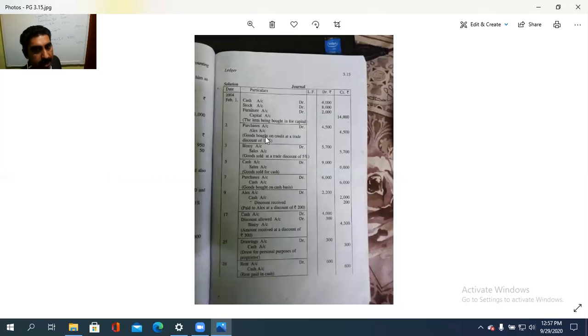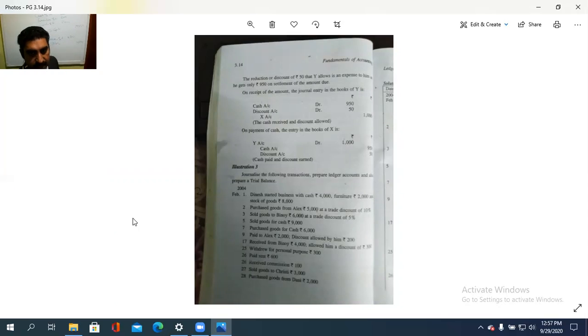See, goods bought on credit at a trade discount of 10%. Then, next step. Sold goods to Binoy 6,000 at a trade discount of 5%. So, sold goods to Binoy. Binoy debtor to sales. How much? 6,000 at a trade discount of 5%. So 6 into 5, 5% is 300. So how much is it? 5,700. Look.